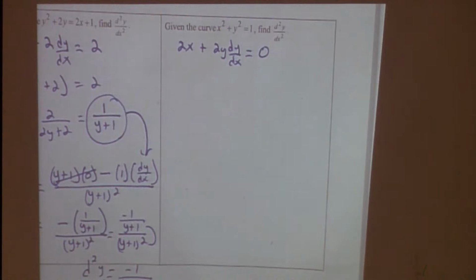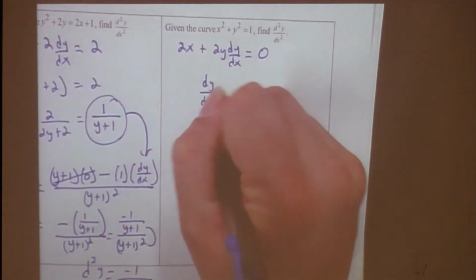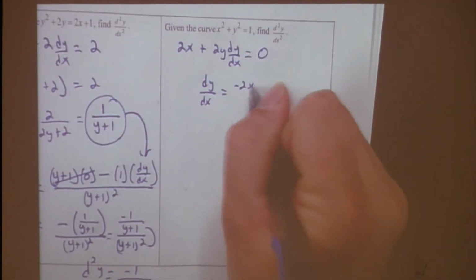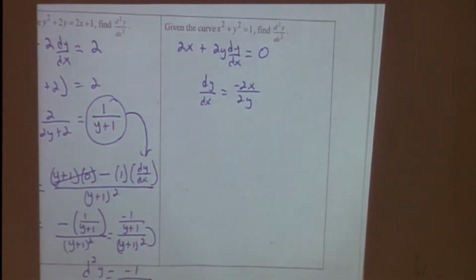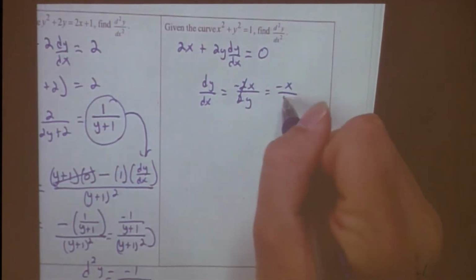Alright, so let's go. Can we jump straight all the way to make it dy/dx equal? Wow. You guys are advanced. Let's see what you got. Dy/dx equals negative 2x over 2y, okay, that's close enough. Negative x over y.